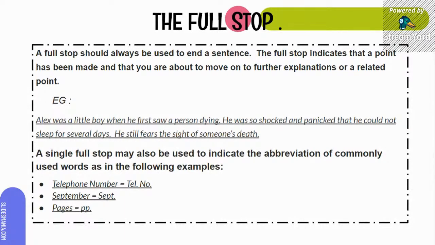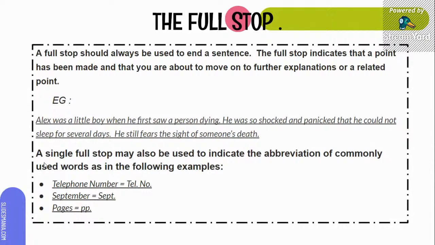Example: Alex was a little boy when he saw a person dying. He was so shocked and panicked that he could not sleep for several days. He still fears the sight of someone's death. You can see there are three sentences in this short paragraph. At the end of each sentence there is a full stop. The full stop is the indication that the sentence has come to an end and the writer is going to move on to further explanation or related points.